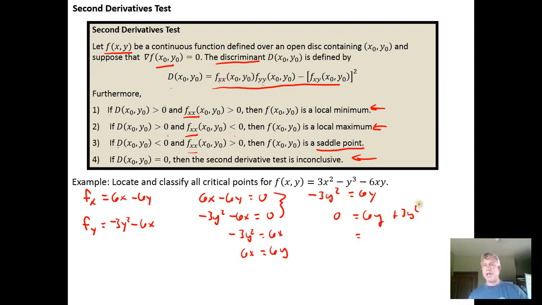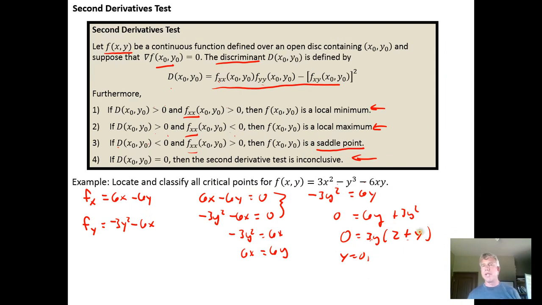And this can be factored as 3y times 2 plus y. Distribute to check your work. 3y times 2 is 6y, 3y times y is 3y squared. And then we can use the zero product property to find out the values of y that work. So when we look at this, we see y equals 0. We'll zero this side out.